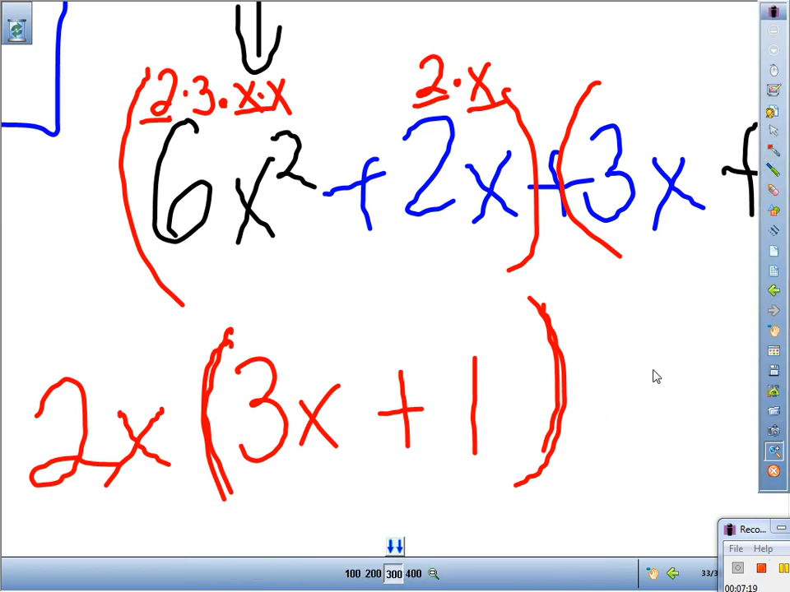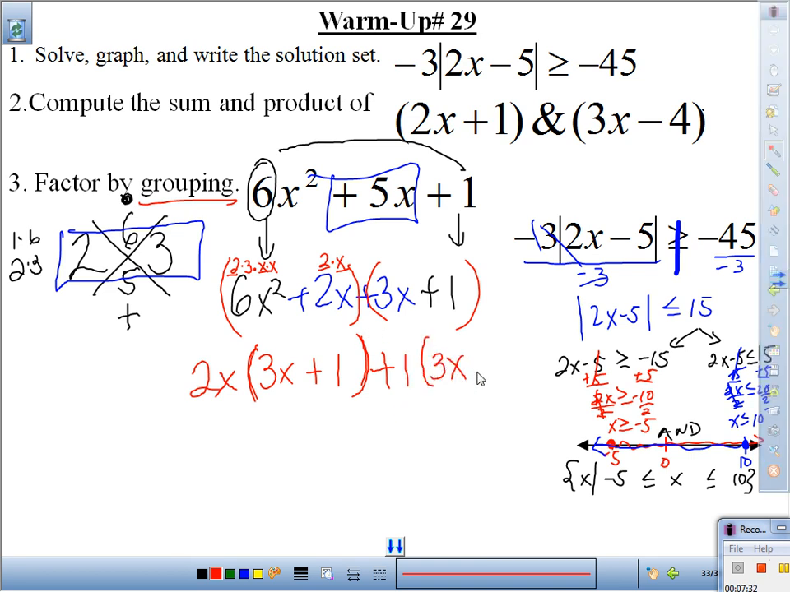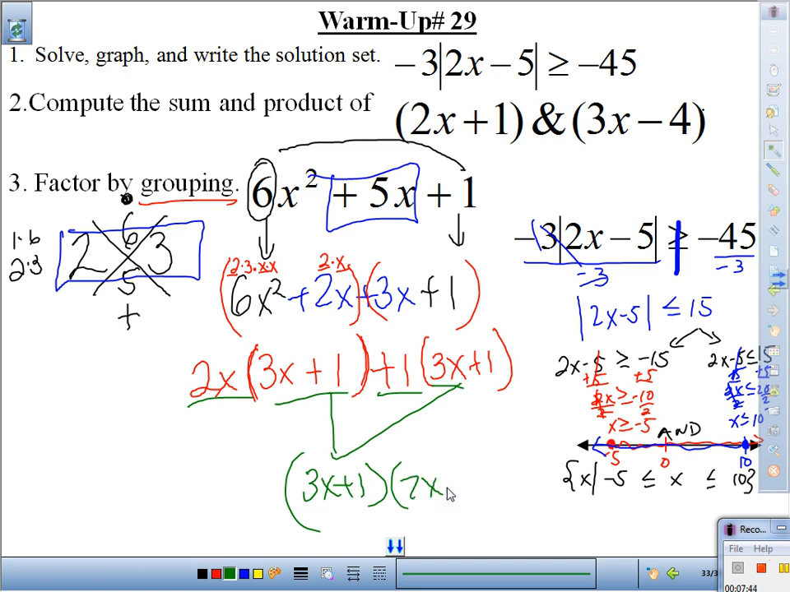All right, let me zoom out. So, with that said, plus what number divides these two terms? 1, and we're left with 3x plus 1. So, what's the same here and here? 3x plus 1, and what's left over? 2x plus 1. And these are my factors.